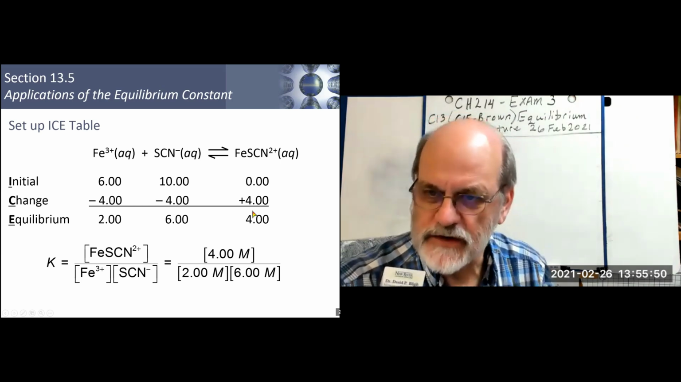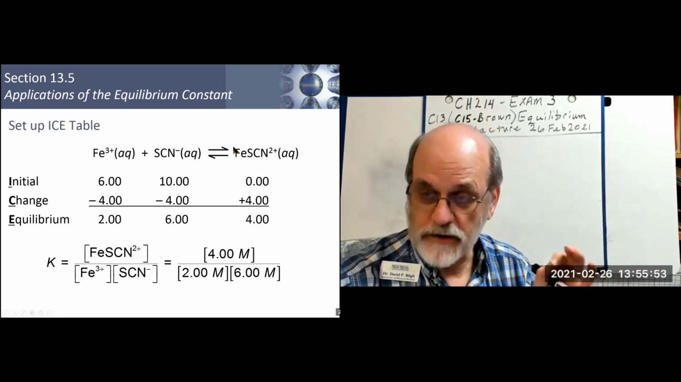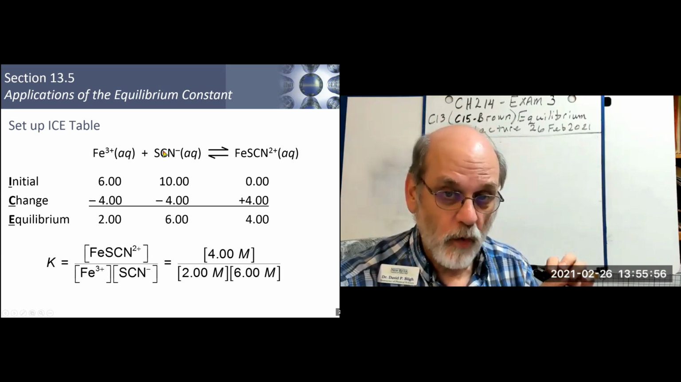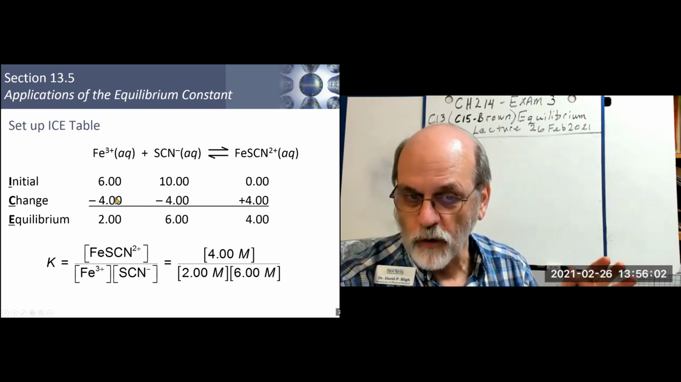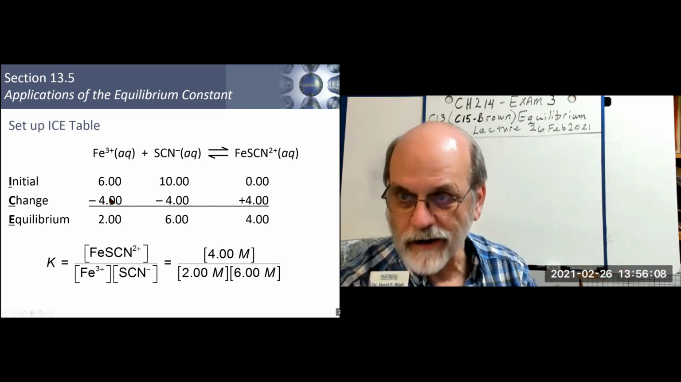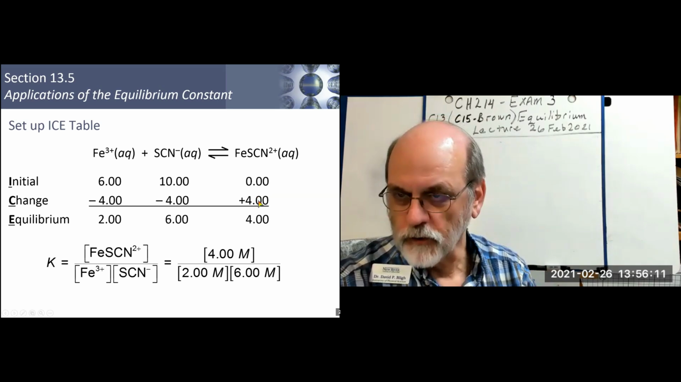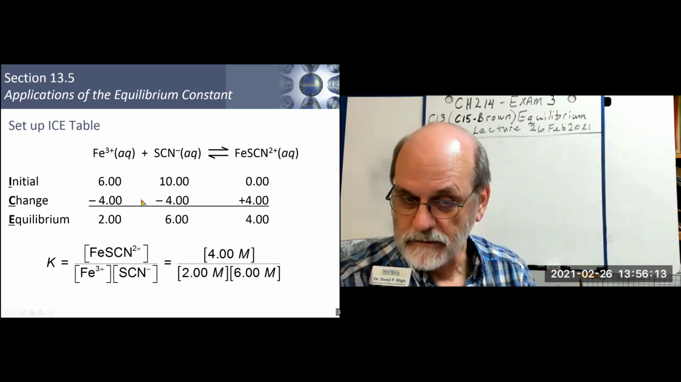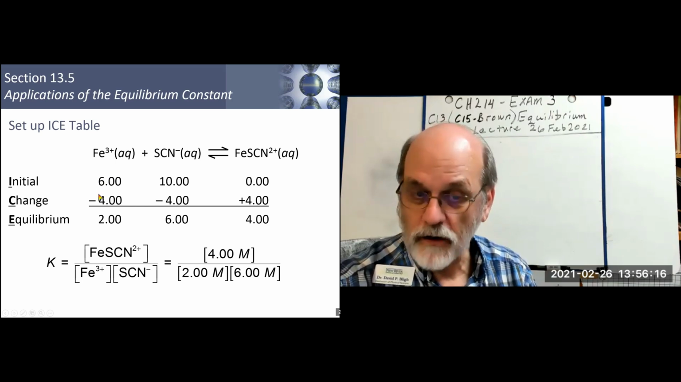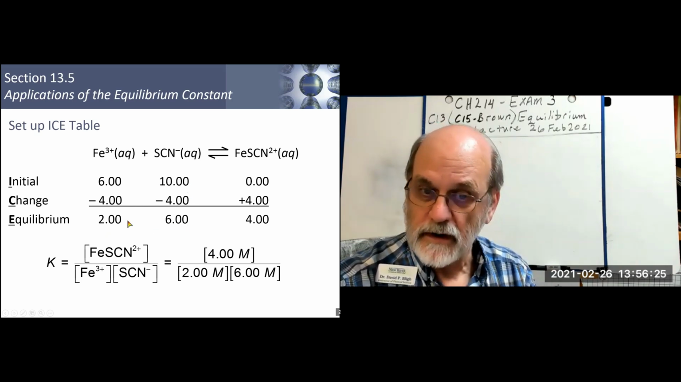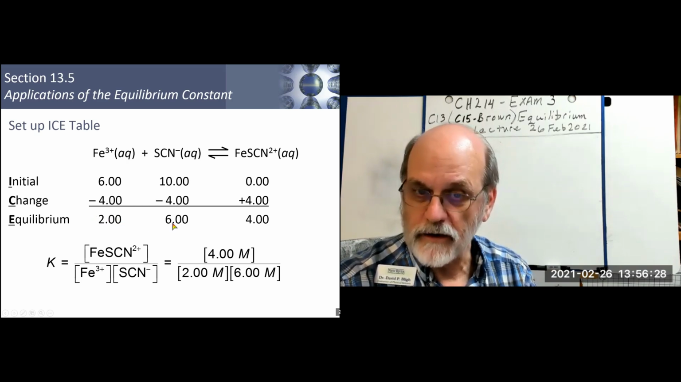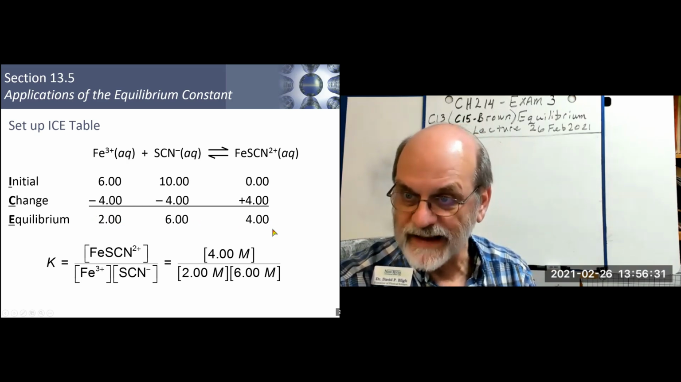So what does that mean for the other side? Because this is a balanced equation, the ratios are 1 to 1 to 1. That means we had to lose 4 molar from this side and 4 molar from that. These two reactants had to lose concentration by 4 molarity in order to produce 4 molar on the product side. So we subtract that from these: you've lost 4 molar from that 6 molar original, and 4 molar from that 10 molar original. So now the equilibrium gives us 2 molar iron, 6 molar thiocyanate, and 4 molar complex.